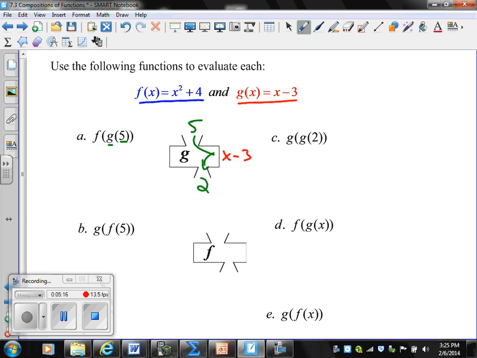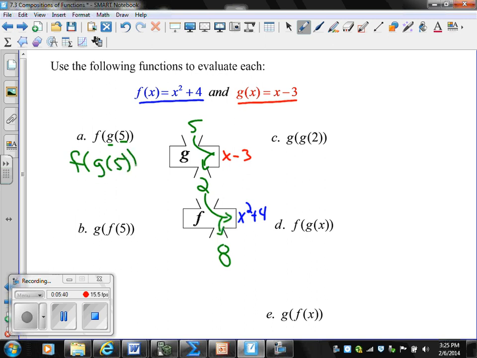So whatever comes out of that is going to go into F. Well, what does F tell me to do? F says do x squared plus 4. So I'm going to take 2, I'm going to square it and add 4. Well, 2 squared is 4, 4 plus 4 is 8, so what comes out of this is 8. So f of g of 5 then, when I take 5, put it into g, I take that output, put it into f, I get back 8. So that's how we do this process.